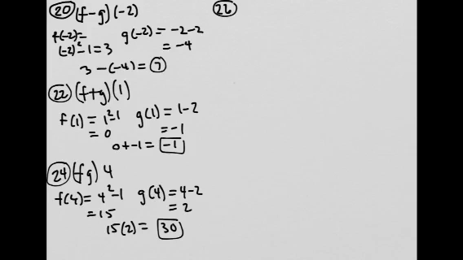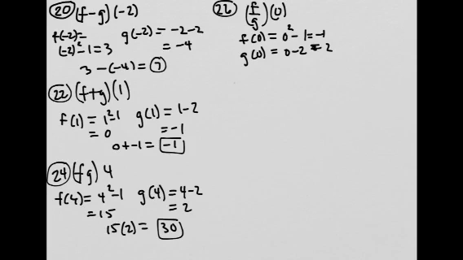Okay, 24, 26. 26 says f divided by g of 0. So f over g of 0. So this means, let me find f of 0. So 0 squared minus 1, negative 1, and g of 0 is 0 minus 2. So that's negative 2. So negative 1 over negative 2 is 1 half.